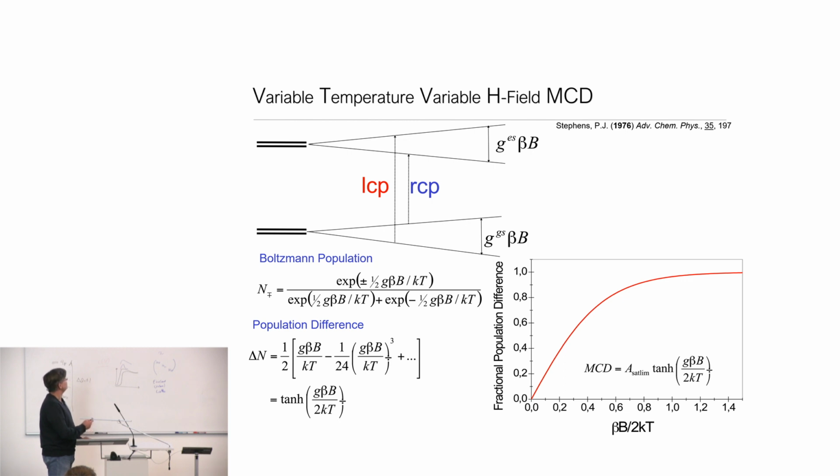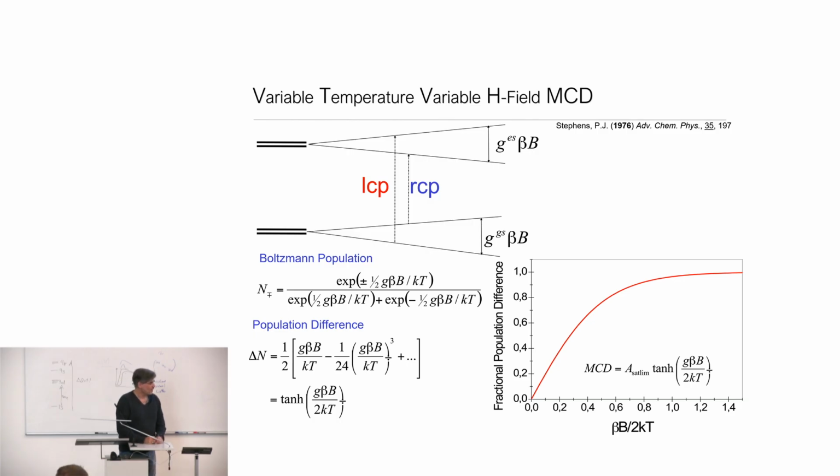You can take this and calculate the population difference, and make a Taylor expansion, for example, as a function of B over T, and you will relatively immediately derive the equation that this is proportional to the hyperbolic tangent that looks like this. And that is how you can use MCD to measure the g value. At small magnetic fields, the MCD is always linear with respect to the magnetic field, and then it eventually saturates, and it saturates when the population difference is at maximum.